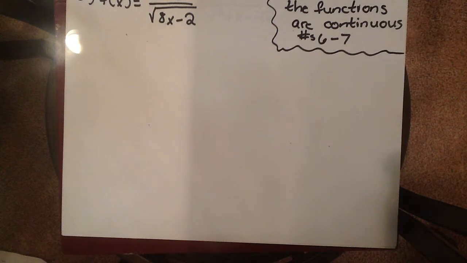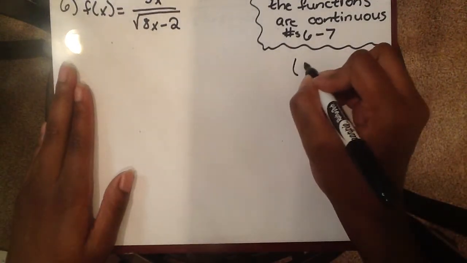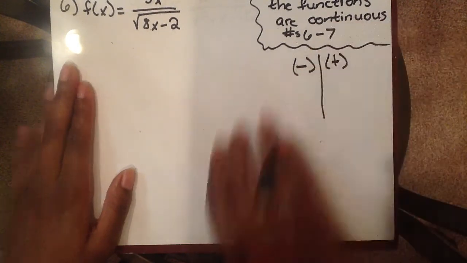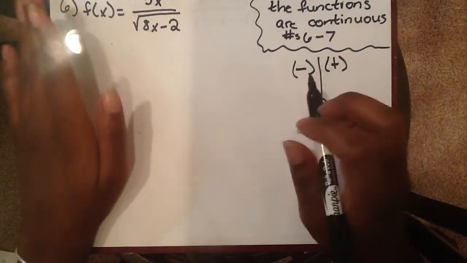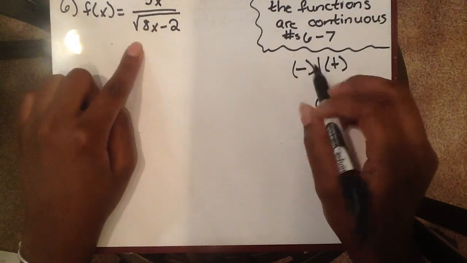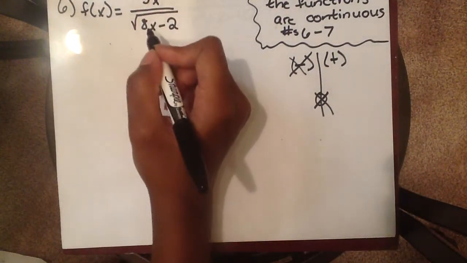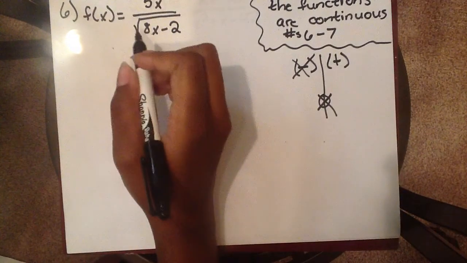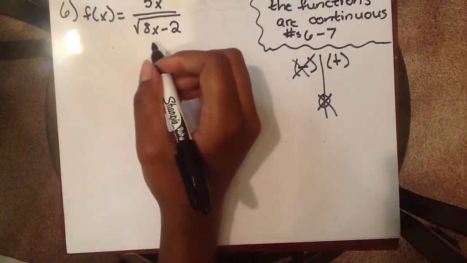For number 6 and number 7, we're asked to determine where the functions are continuous. We know we have a radical in our functions, so we're going to see what values are possible for the radical in our denominator. Because the radical's in the denominator, it can't be negative and it can't be 0. So we're going to set this greater than 0, and find the numbers in the denominator that it could equal.